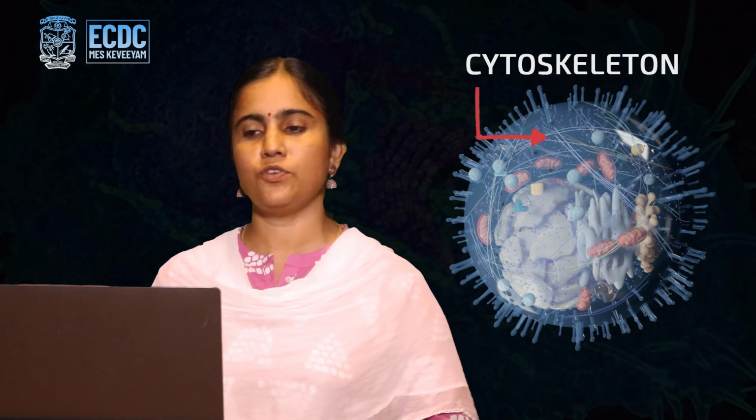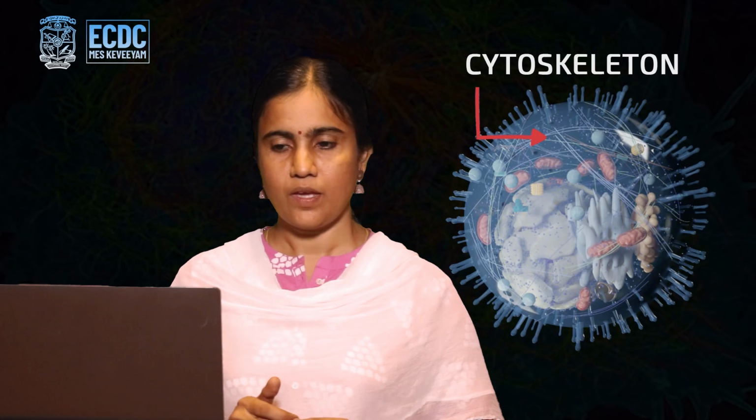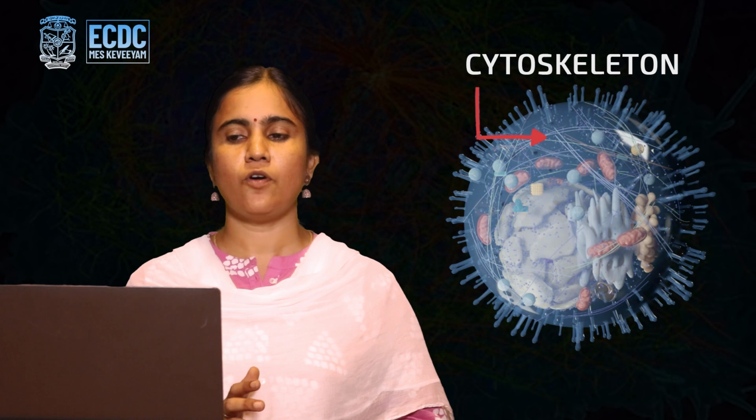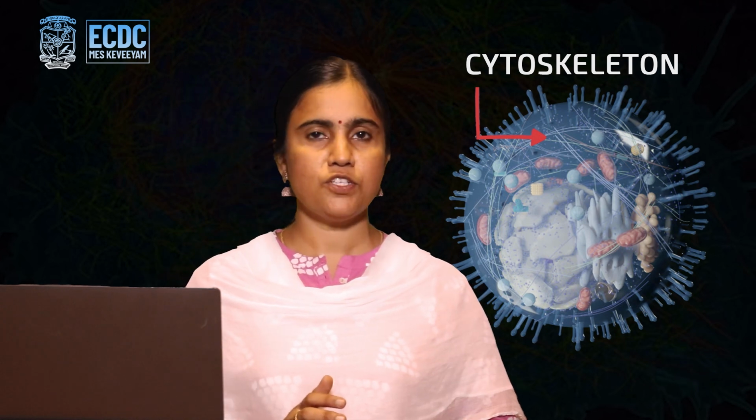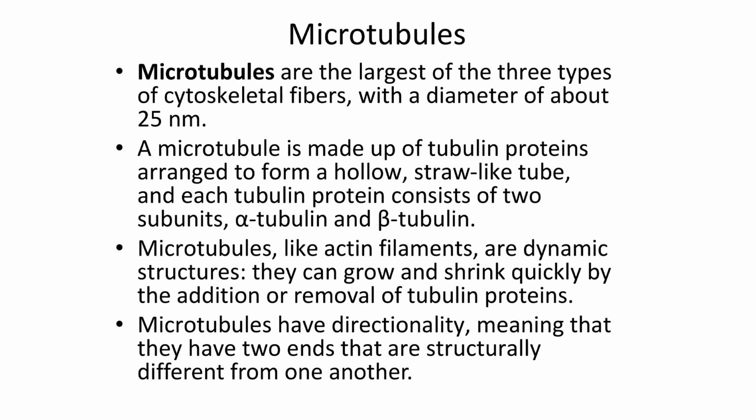Third one is microtubules. Microtubules are the largest of the three types of cytoskeletal components, and they have a diameter of about 25 nanometers. A microtubule is made up of tubulin protein arranged to form a hollow straw-like tube. Each tubulin protein contains two subunits, alpha tubulin and beta tubulin. Microtubules are dynamic structures. They can grow and shrink quickly by the addition or removal of tubulin proteins.